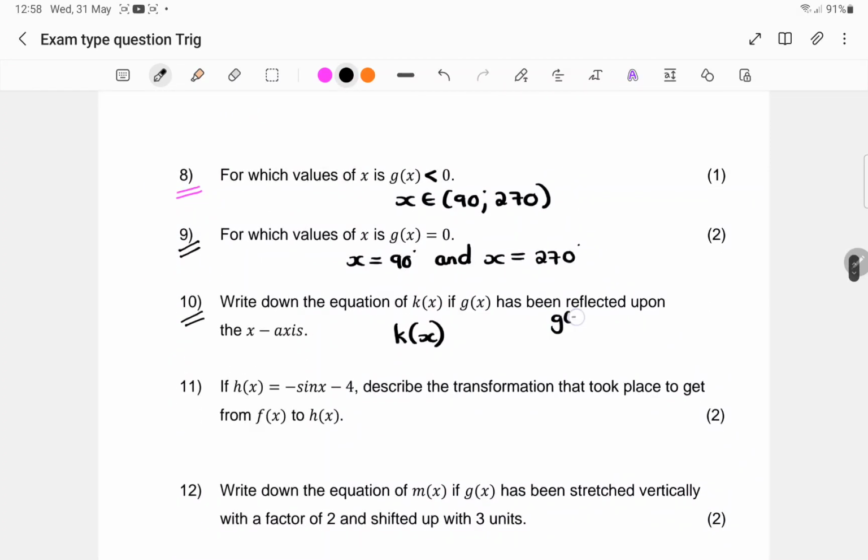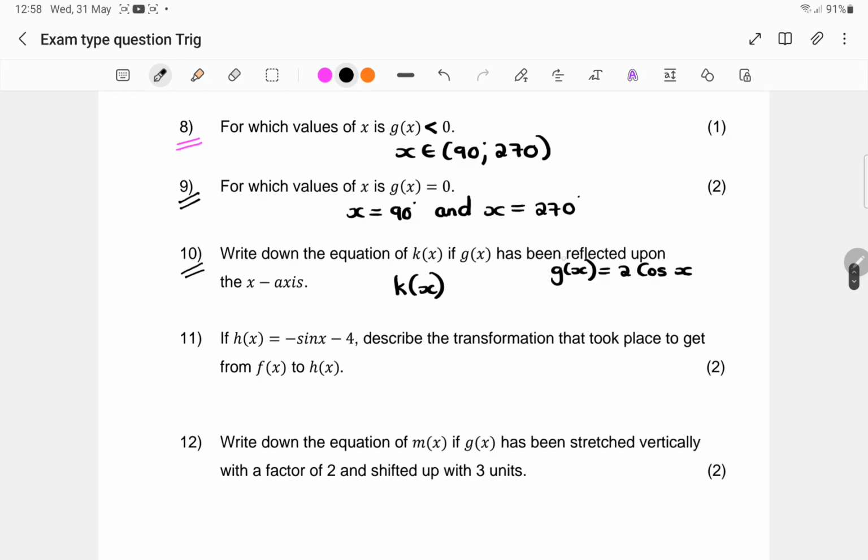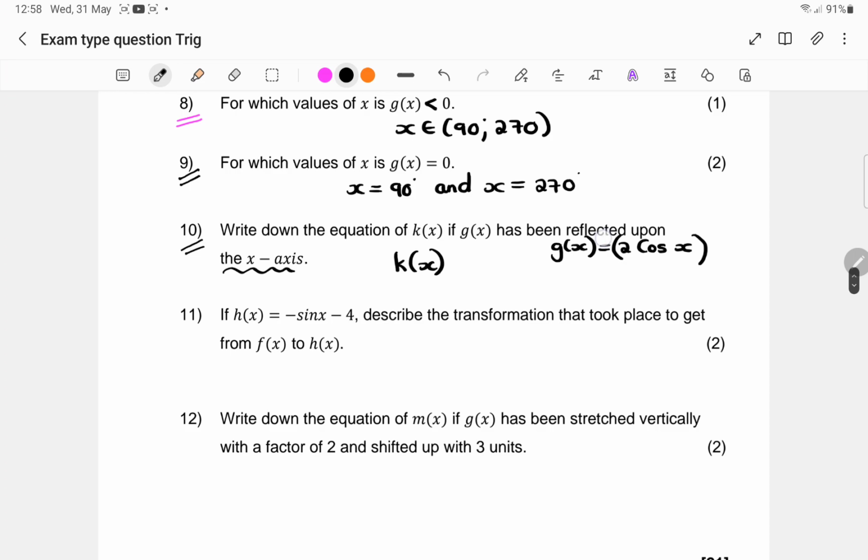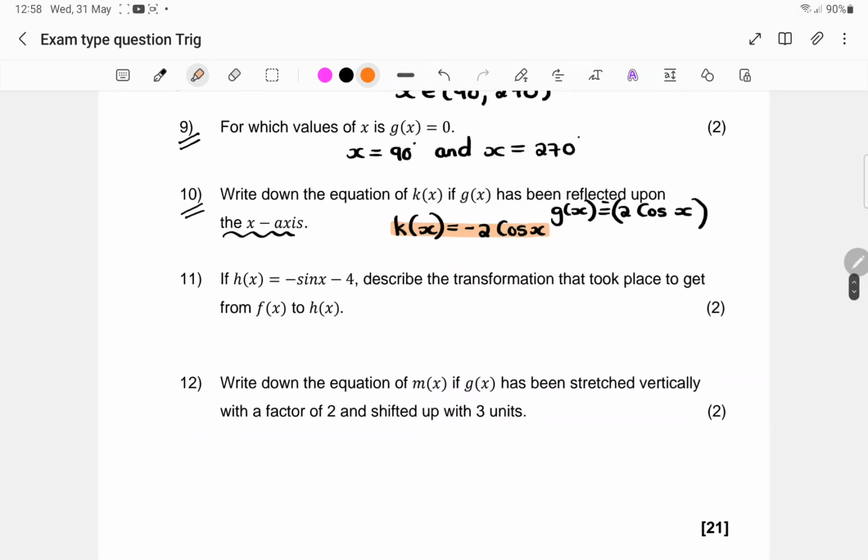So I'm going to write it here. G of x is equal to 2 cos x. And they're asking you to reflect it upon the x-axis to make k of x. So reflection, remember, the whole part over here gets a negative in front. So k of x will be equal to negative 2 cos x. All right, and there's your answer. Let's highlight it like that.